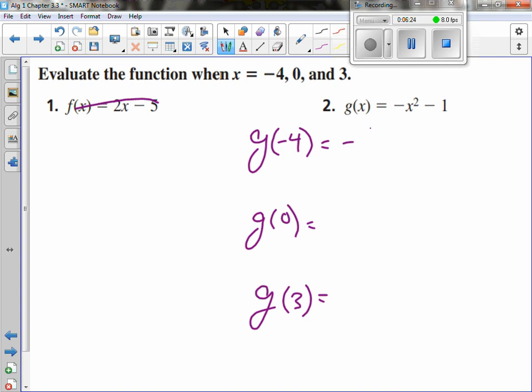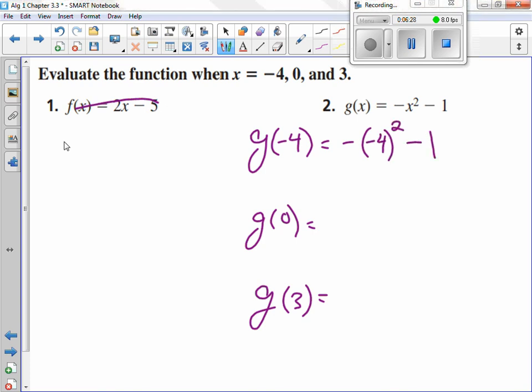Negative, parentheses, negative 4 squared minus 1. Now, when you type this into the calculator, you have to include those parentheses. You have to include those parentheses, because negative 4 squared is 16, and we have the negative out front.